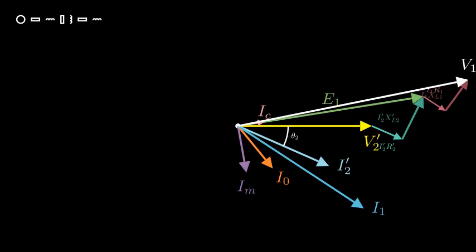This grand sum, all the way from the origin to the tip of the last voltage drop, gives us our answer. This is V1, the voltage we must apply to the primary terminals to make everything else happen.